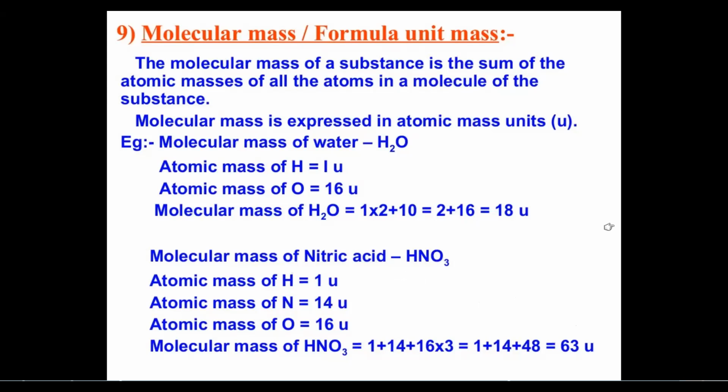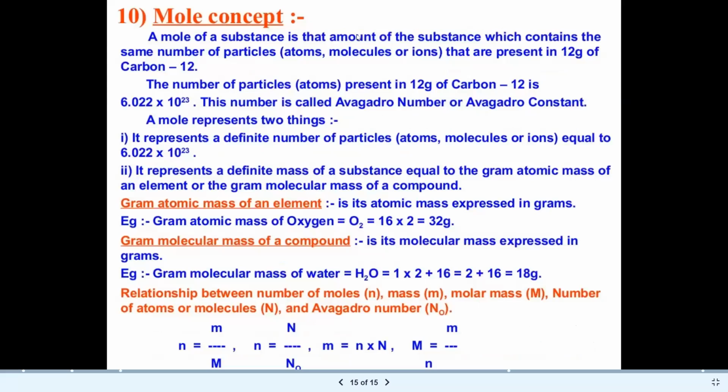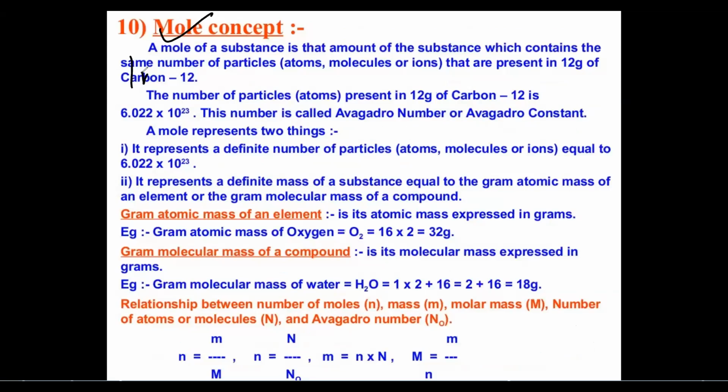Now, the mole concept. This is a very important concept which we need to discuss. We need to understand 1 mole of a substance. 1 mole is defined as the number of atoms, molecules, or particles present in 12 grams of carbon. Basically, the number of atoms, molecules, or ions present in 12 grams of a carbon isotope is what is known as 1 mole of a substance.